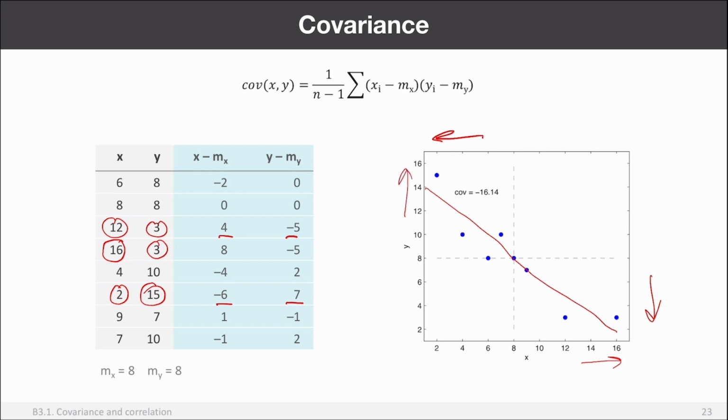So positive covariance is when both values vary together in the same direction. And in this case, the variables vary in opposite direction. When one variable goes up, the second variable likely goes down, and vice versa. That's why if you compute the covariance, you can see it has almost the same number, minus 16, but it's negative. So this is negative covariance.